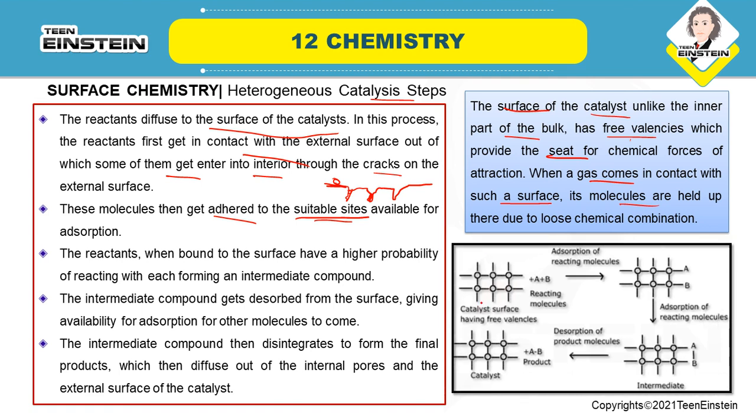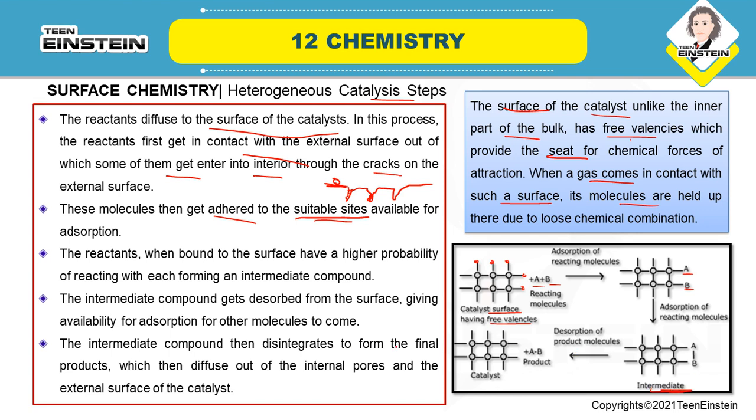So look at this picture. This is the catalyst surface where free valencies are available. These are the free valencies. This is the surface. Now the two starting material reacting molecules are adsorbed here. So now A and B, these two, are close to each other. They can easily form this type of intermediate.